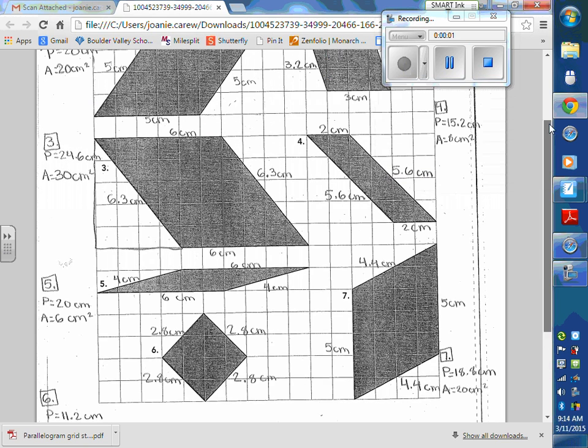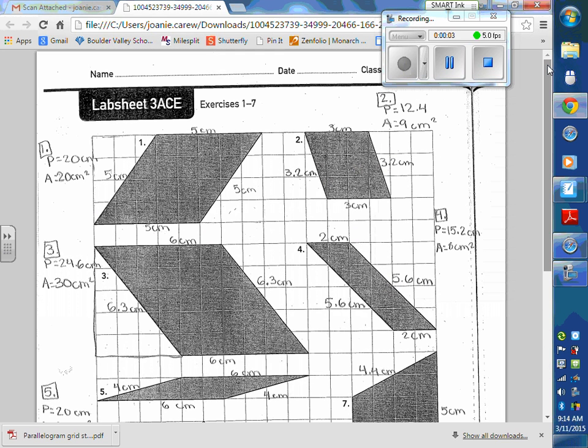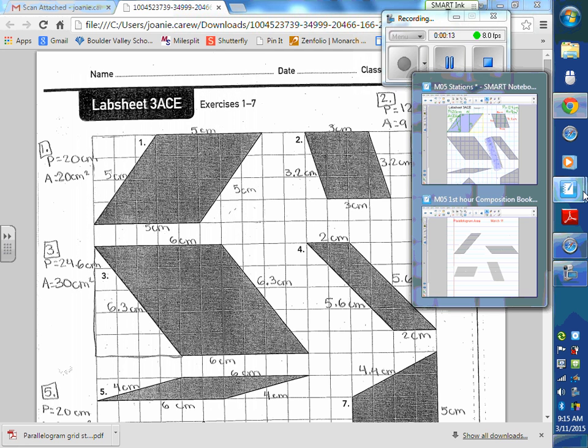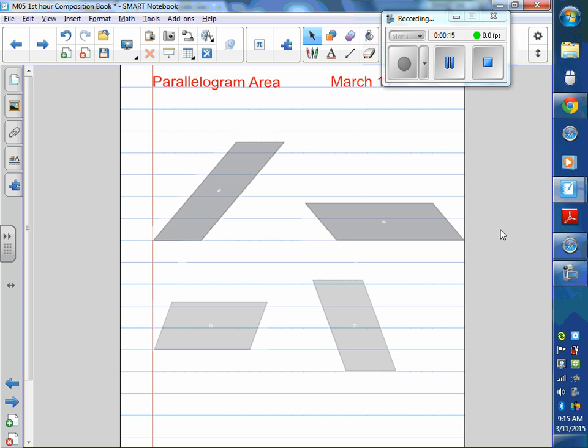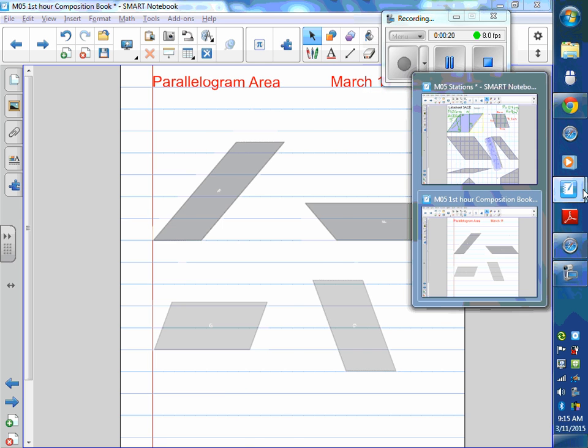To learn how to do parallelogram area. So you've got this sheet here with your measures to do perimeter, and we're going to also use it to do area. And then we're going to come up with a general rule, and that's what you're using with this sheet. You're going to cut these figures out and stick them into your notebook. But before we get there, I want to go back to this.